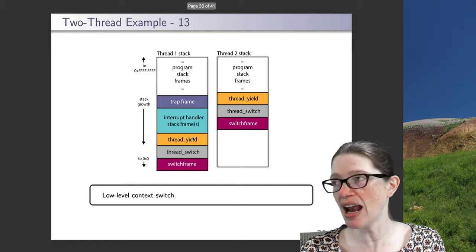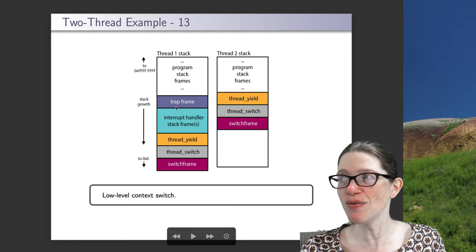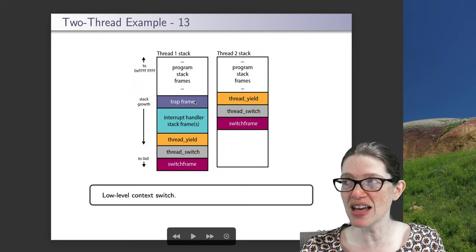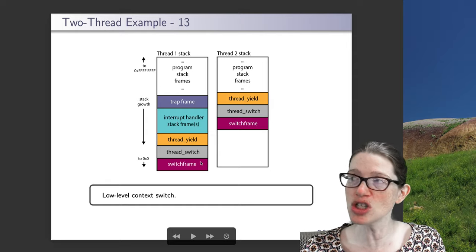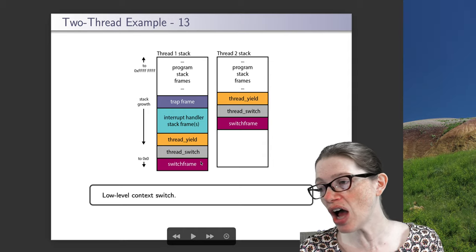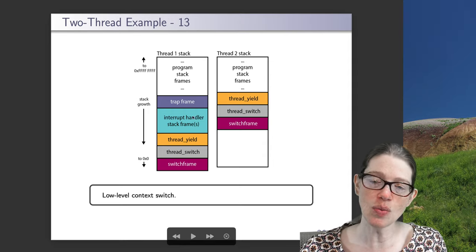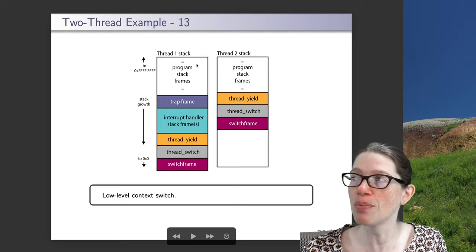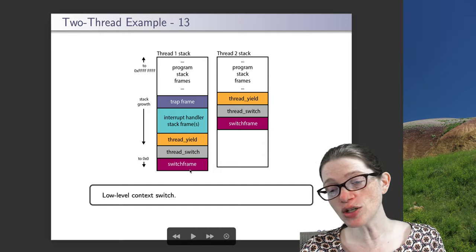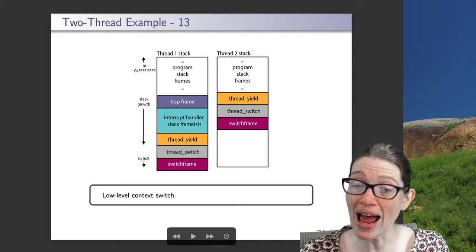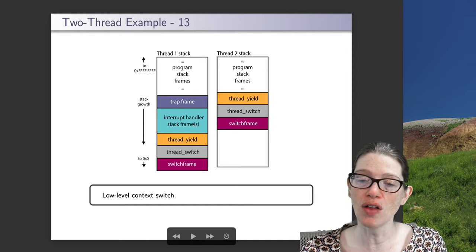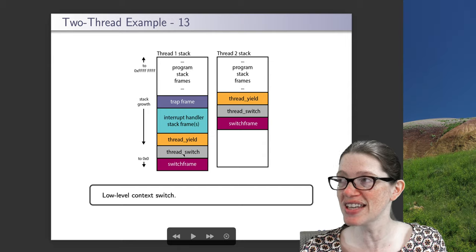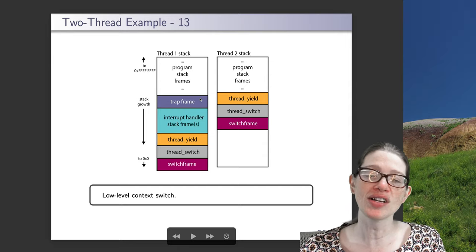Now, a question that I often get about this particular example is, aren't we saving the state of this thread twice? So you'll see here you've got trap frame, which we know saves every register, and we also know that between thread switch and switch frame, we also save every register. And so the question I always get is that, didn't we just save those exact same things twice? And the answer is no, you didn't. Because the trap frame is saving what the program was doing before the interrupt. And the thread switch switch frame combination is saving what happened immediately before that, which means thread yield and the interrupt handler. So it's saving things that the kernel did. So even though it looks like we're saving the same information twice, we actually aren't. We are saving two very different things.